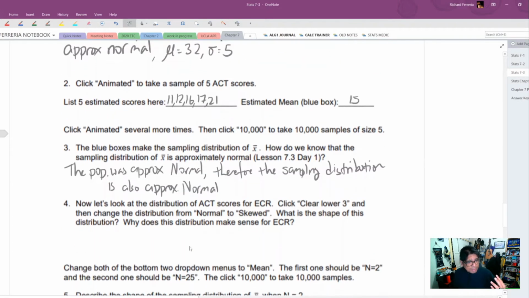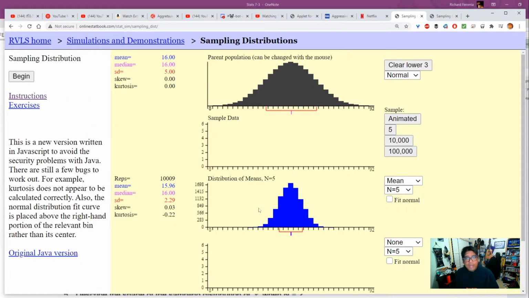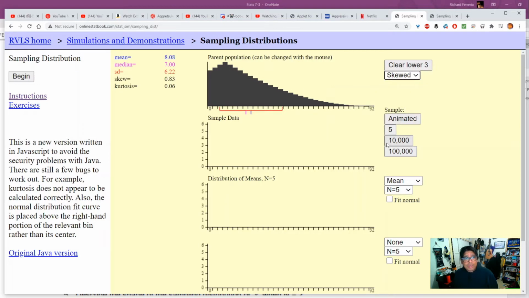So let's move on. Now let's take a look at the distribution of ACT scores for ECR. Click Clear Lower 3 and change from normal to skewed. Okay, so let's clear the lower 3. And then we'll change from normal to skewed. Okay, there's a skewed distribution. Look at ECR with all of these low ACT scores.